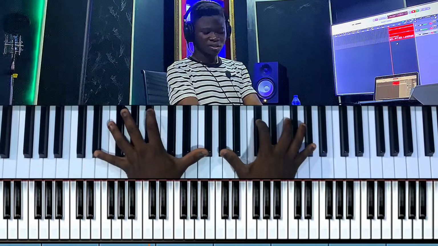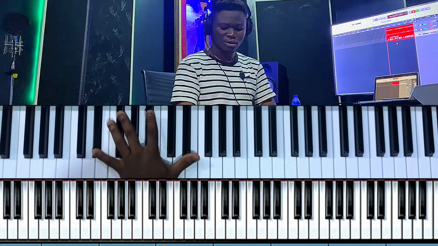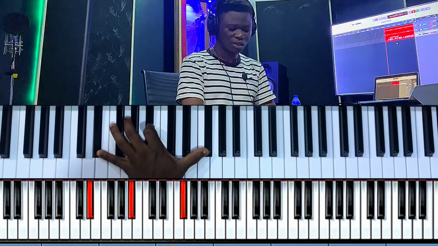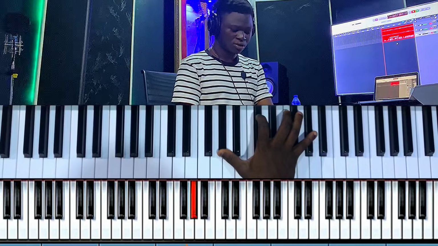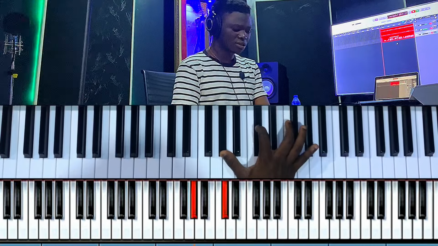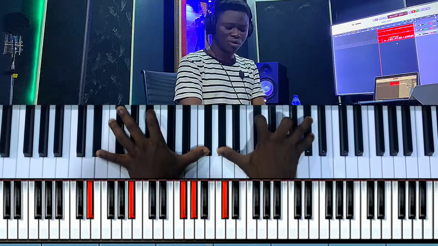So let me break this down. First chord: E flat, B flat, and F sharp on your left hand. On your right hand, you have A flat, C sharp, F, and A flat.